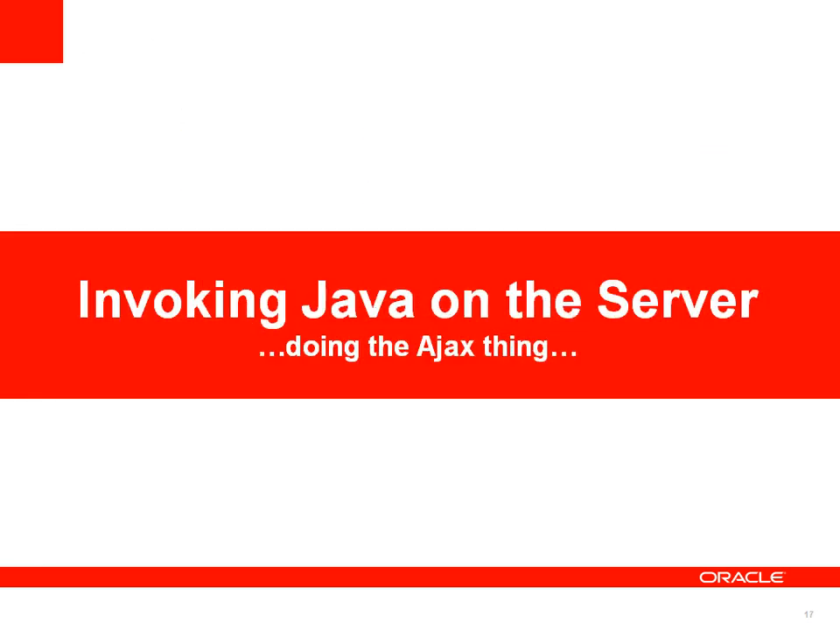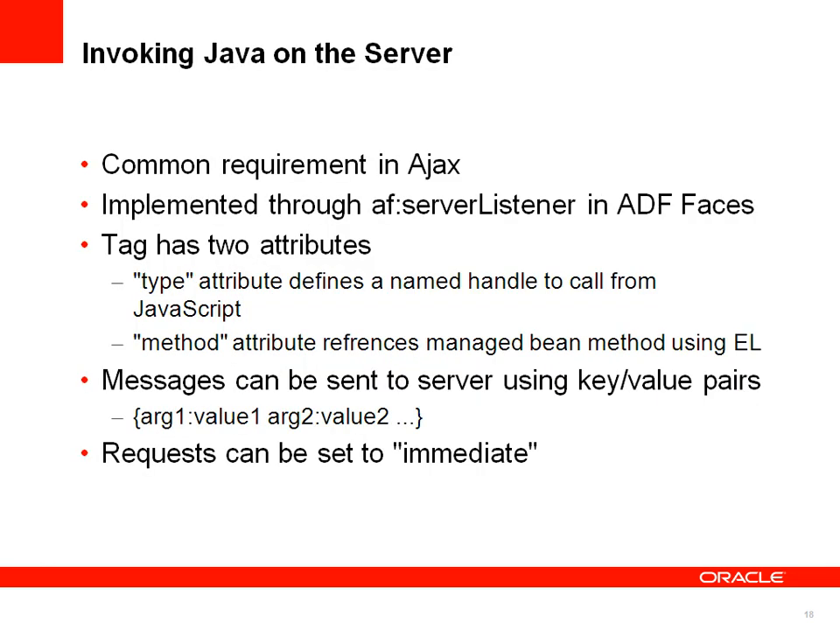In my example with the double click on the table, I already had an example on how to call Java on the server through JavaScript. Now this is the follow-up slides on how you do this and why it's working the way it works and what you need to do to set it up. So invoking Java on the server in fact is the common requirement in Ajax, and this is really what makes Ajax strong. The JavaScript code on the client side conditionally calling out to the server, fetching data, getting information and displaying new content.